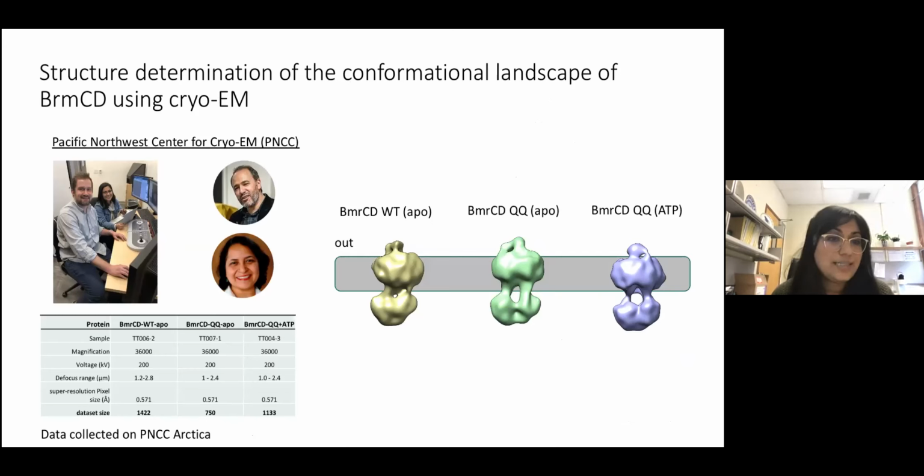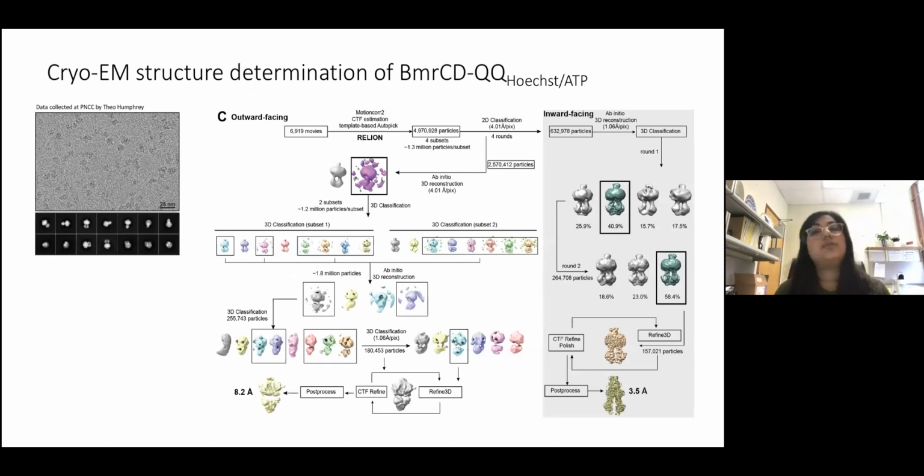And so our structure that gave us the best resolution was derived from a mutant of BmrCD that was saturated with Hoechst as well as ATP. And so this first data set, we collected nearly 7,000 movies, and data processing on this required analysis of nearly 5 million particles that actually split into two classes, and two somewhat surprising classes.